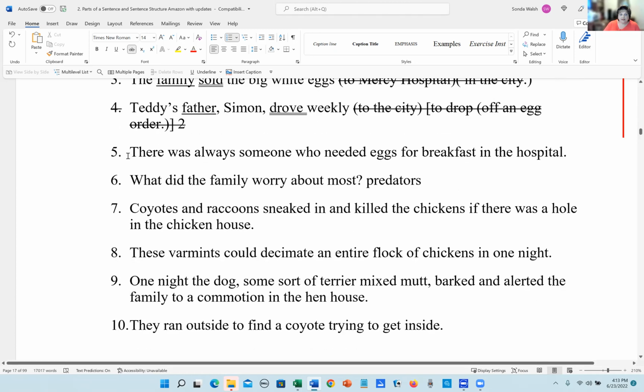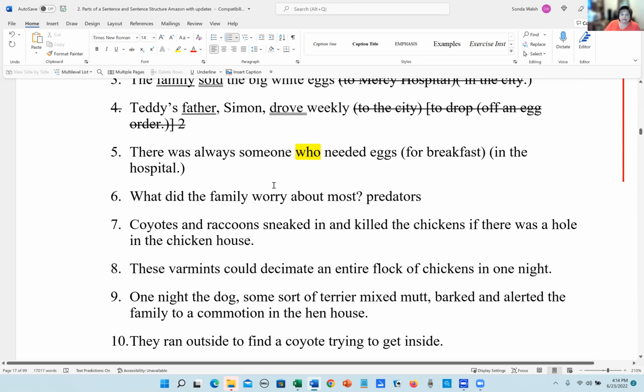Number 5, okay, it starts with there, so I've got to be careful. My subject and verb is going to be inverted, but I'm going to go ahead and find my prepositional phrases. So in the hospital is a prepositional phrase. My eye comes to this who is a relative pronoun, and that tells me I'm going to probably have 2 sets of subjects and verbs, but I'm not for sure. For breakfast is another prepositional phrase that I overlooked.